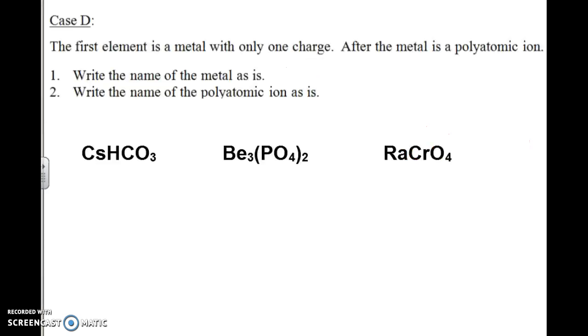All right, case D is a little bit simpler because we have metals with only 1 charge. And if there's only 1 charge, that means we simply don't have to put a parentheses. So let's jump right into it. Cesium is element 55, so we write cesium. No parentheses are needed because cesium only has 1 possible charge in its box.